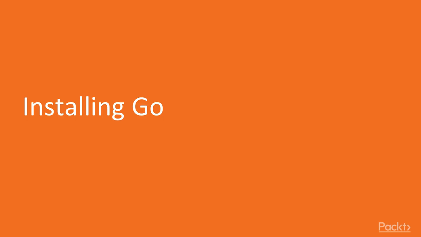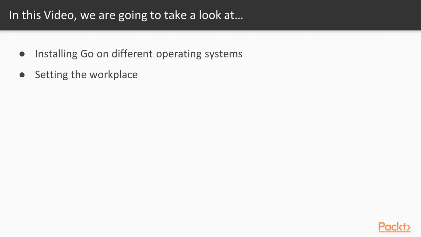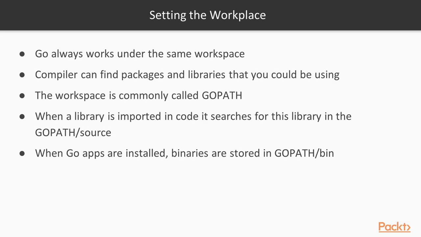Now we move on to the first video of this section that deals with installing Go. In this video, we learn how to install Go on different operating systems like Linux, Windows, etc. Also, we will see how to set the workplace. Any Go installation needs two basic things: the binaries of the language somewhere on your disk and a Go path in your system, where the projects and the projects that you download from other people will be stored.